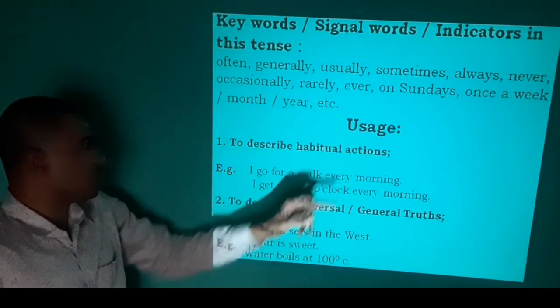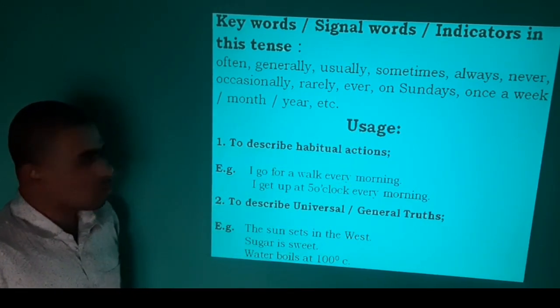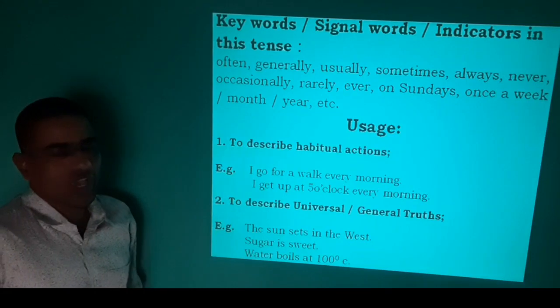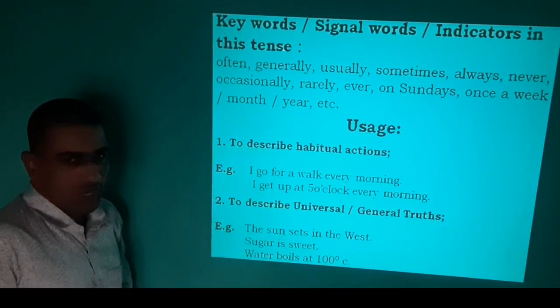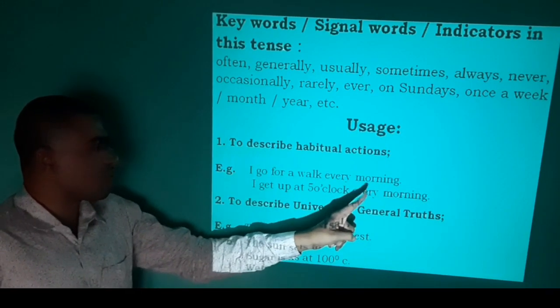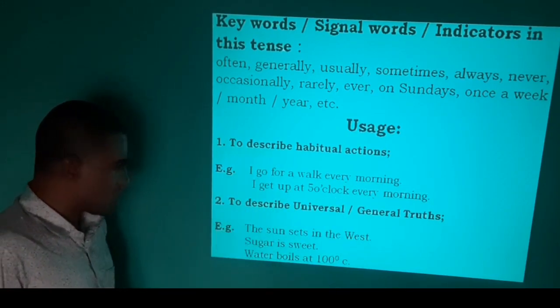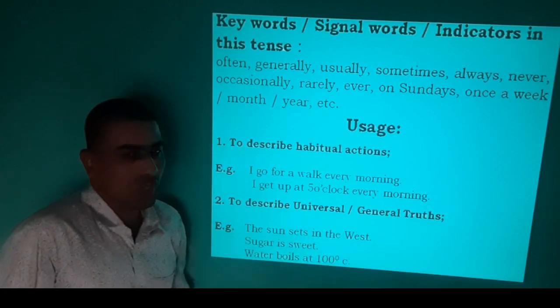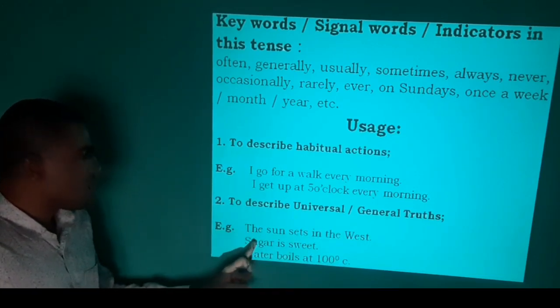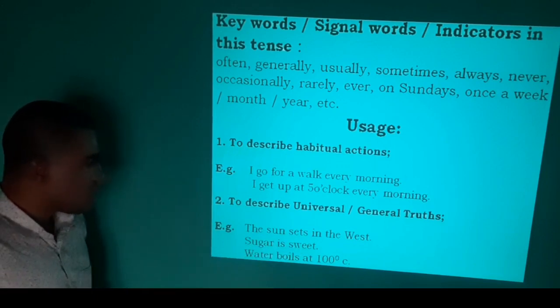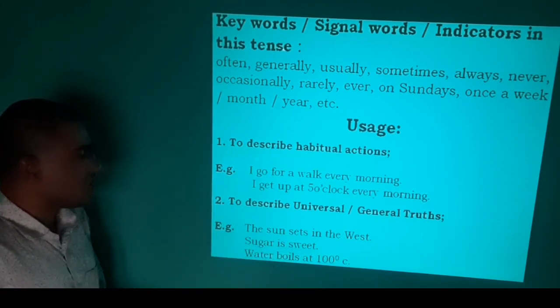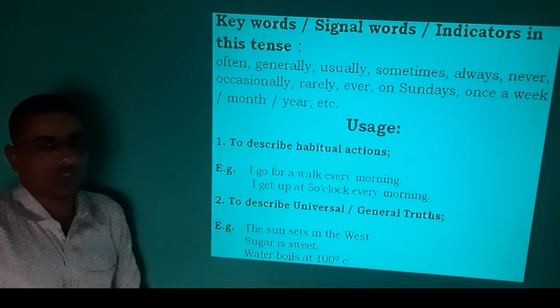And then usage. Especially, to describe habitual actions which happen on a regular basis. I go for a walk every morning and I get up at 5 o'clock every morning. These are all habitual actions. To describe universal or general truths, we talk about the sun sets in the west, the sun rises in the east, sugar is sweet, and water boils at 100 degrees Celsius. These are the ones which don't change.